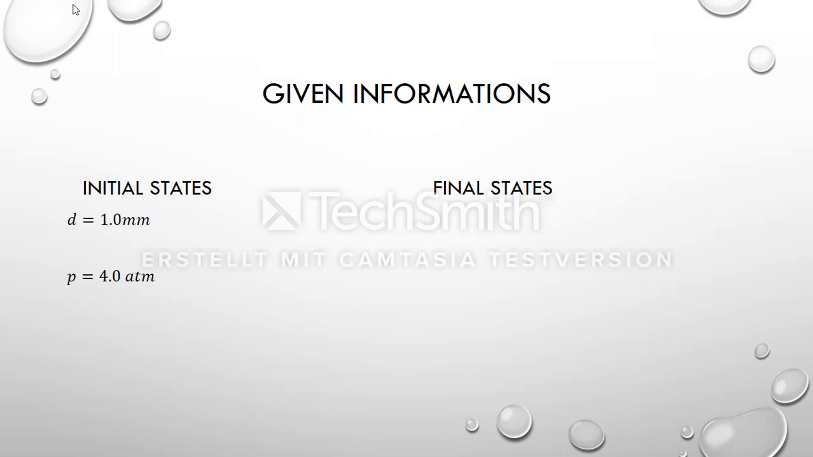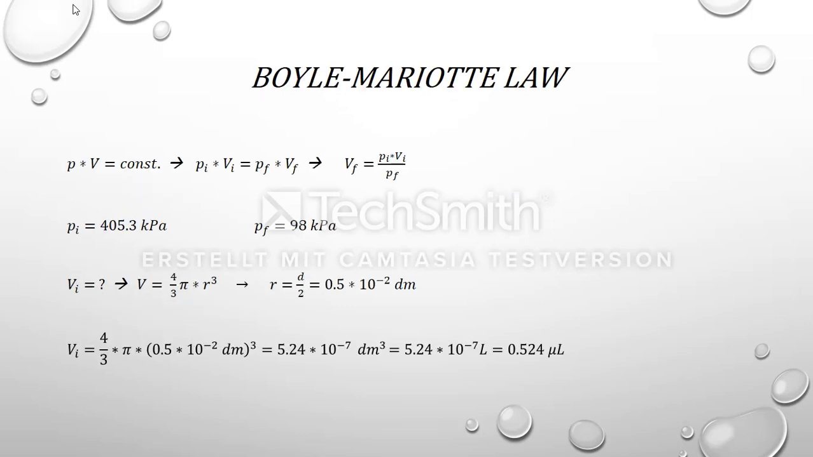First, we are going to look at which information is given. We know that the diameter of the gas bubble is 1.0 millimeters and the pressure is 4.0 atm. Out of this, we know that the pressure at the bottom is 405.3 kilopascal. Furthermore, we know that the pressure at the surface is 98 kilopascal, but we want to know the final volume.